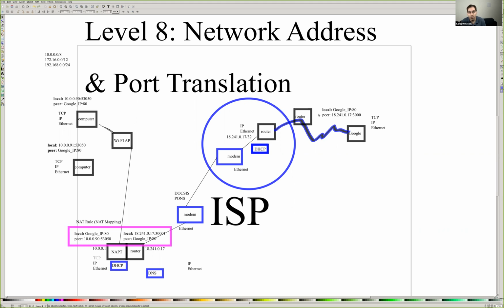Arun says, for inbound traffic to home, routing is done after the NAT translation is done. Yeah, I would say that's true. When you get an inbound TCP segment here that's destined to 18.241.0.17 from this peer, what the NAT mapping does is it translates it to this peer, 10.0.0.90, and then that gets routed out of the computer. And the routing table is going to say, okay, the 10.0.0.1 interface is over here. So it'll go out on this interface to this computer. So yes, that's exactly what happens.